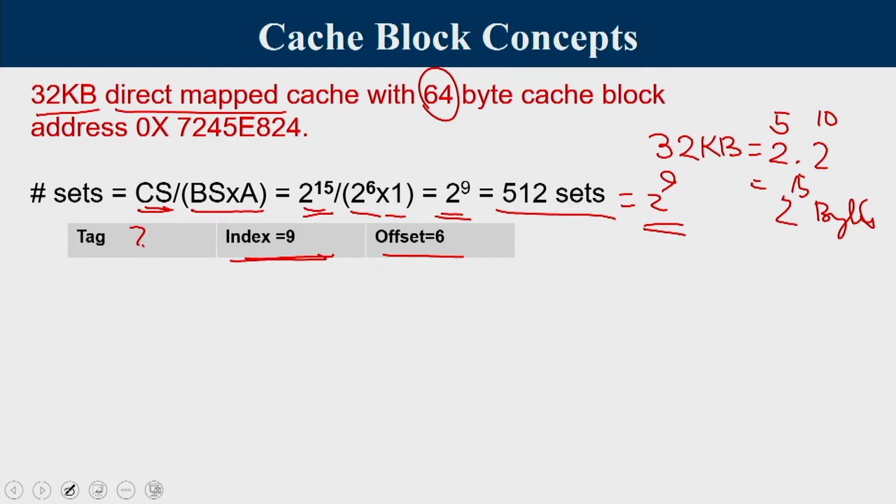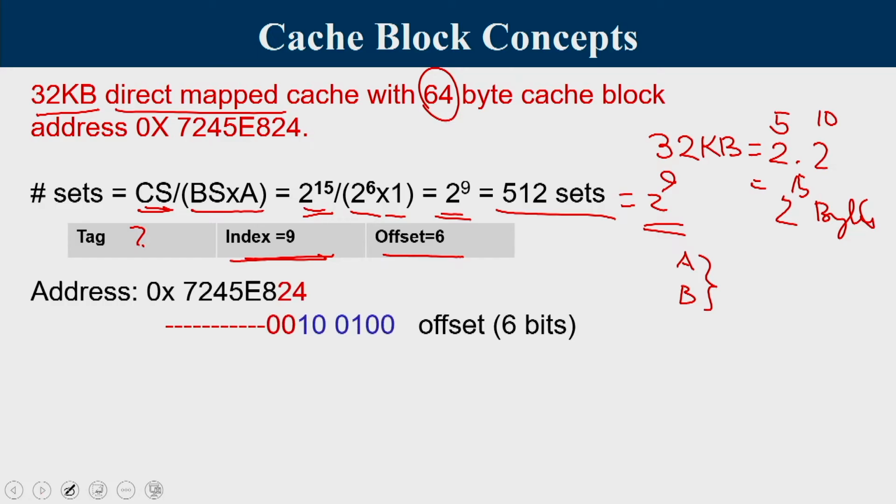So, what is the meaning of this? The last 6 bits of the address represent the offset. That means if I have some address A and another address B, and they belong to the same block, then they differ at most only in the last 6 bits, whereas all other more significant bits will be the same. So, let us write the address that is being asked.